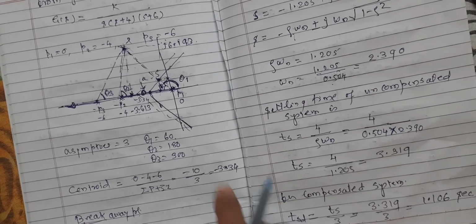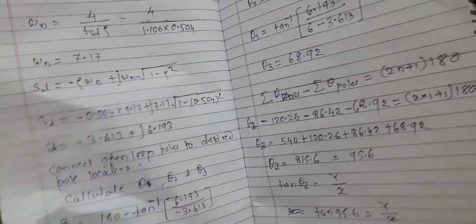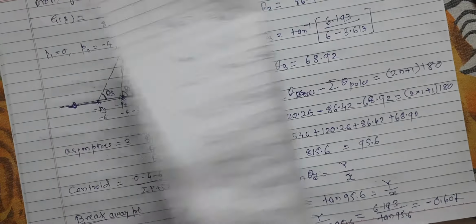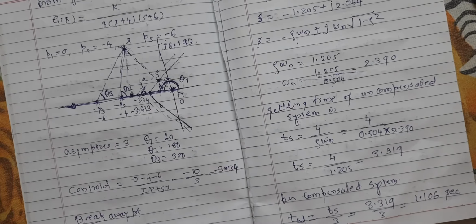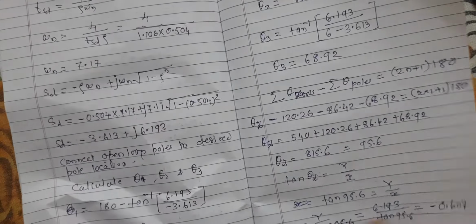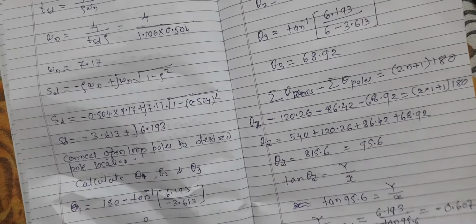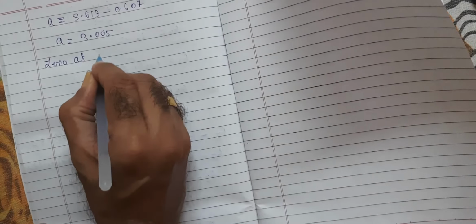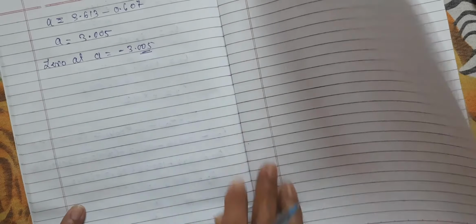But the distance is negative, so it will be here. Now see here, for this one we have calculated the A value. Now see here, we know the 0 at A is equal to minus 3.005. This is my 0 location.